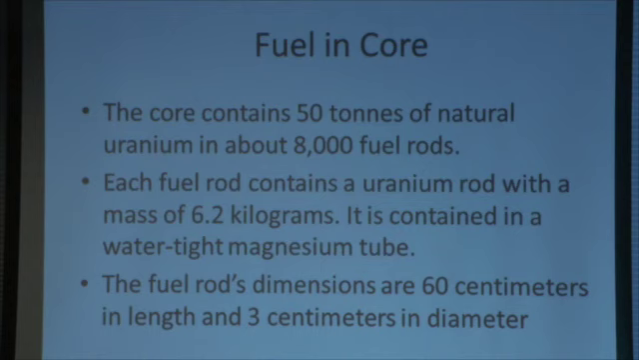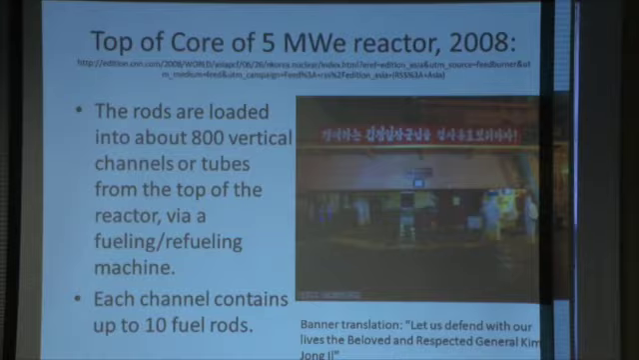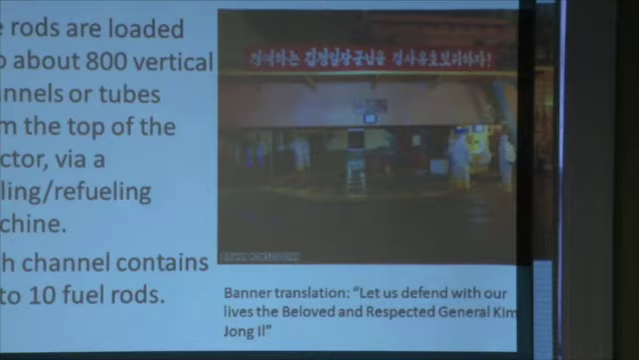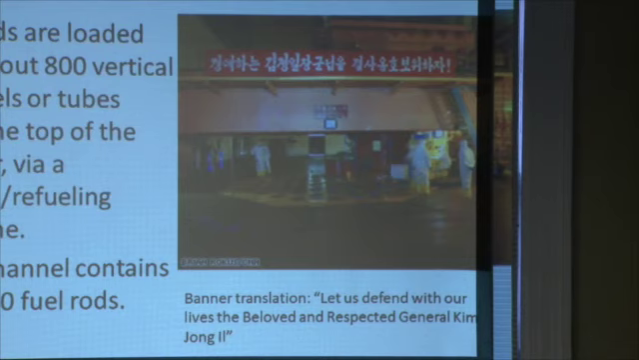And here's a picture of the core. I think this picture must be from 2008, when they blew up the cooling tower and invited the press there. Now, on the reactor, the yellow is a kind of shield above the reactor itself, and the black things are over what amount to 800 vertical channels or tubes in which the fuel is placed. Each channel can contain up to about 10 fuel rods.